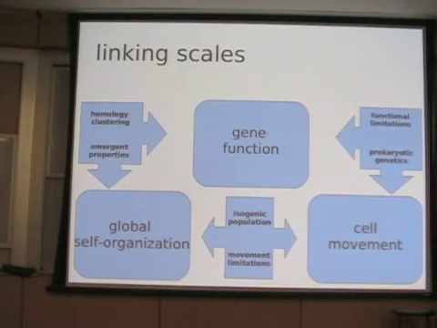And then also you have movement limitations. The thing doesn't swim. It moves in two dimensions. It only moves along its long axis. They're all rods. It's not like the cells take on different shapes. So you've got that. And then between gene function and global self-organization, you've got clustering based on gene homology.